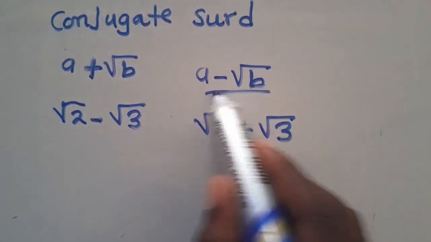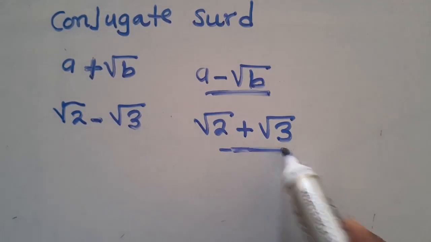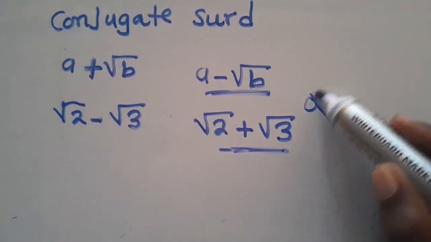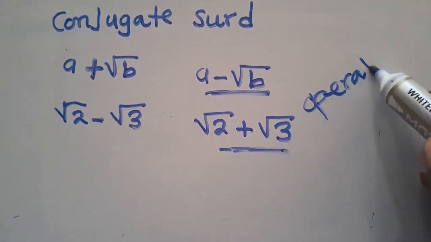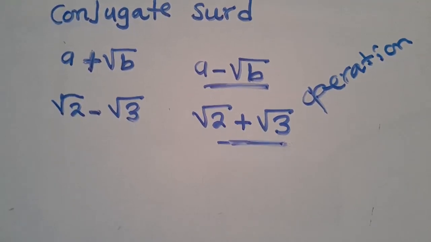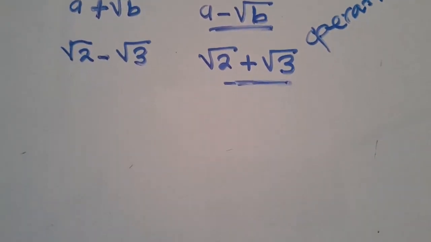Have you seen? Like this. So what changes is the operation. We just need to change the operation. Just the operation that changes. So these are things that you need to know. These are things that you need to understand. So let us now look at a perfect example under this.